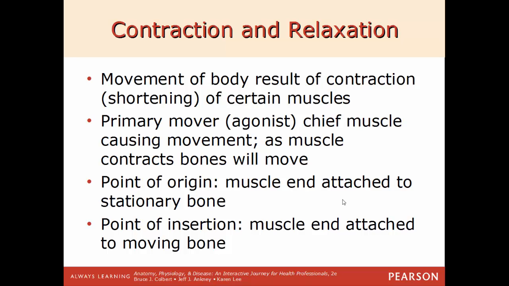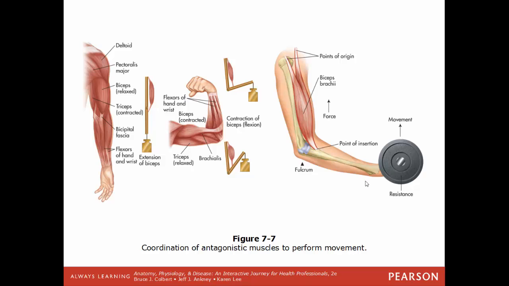Right, on that table, we saw the terms origin and insertion. And here's what those terms mean. The point of origin of a muscle is the end of the muscle that is attached to the bone that does not move. And then the point of insertion is the end of the muscle that attaches to a bone that does move. All right, here is a common example with the arm.